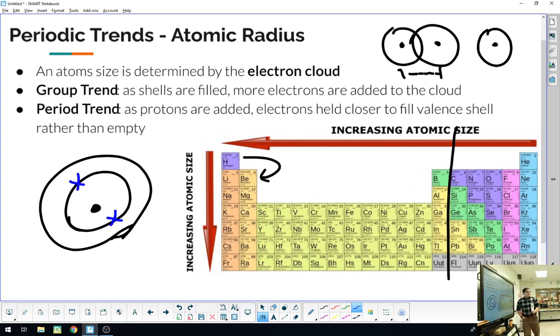First shell can hold 2 electrons. All right. Well, if I'm lithium, I've got 3 protons, 3 electrons. It really wants to get rid of that 1. So what is it going to do with this 1? It's going to put it really far out there.